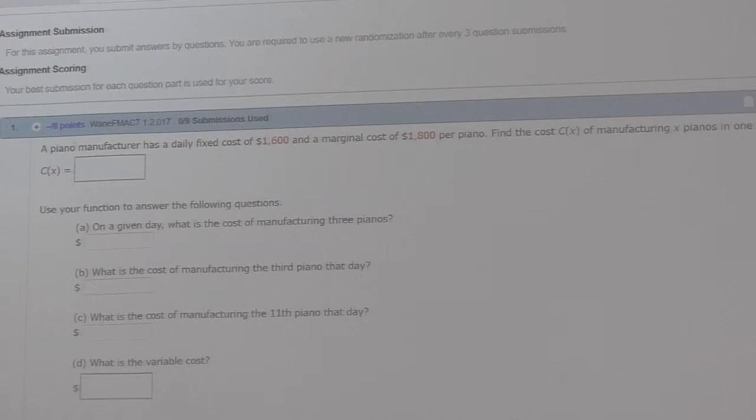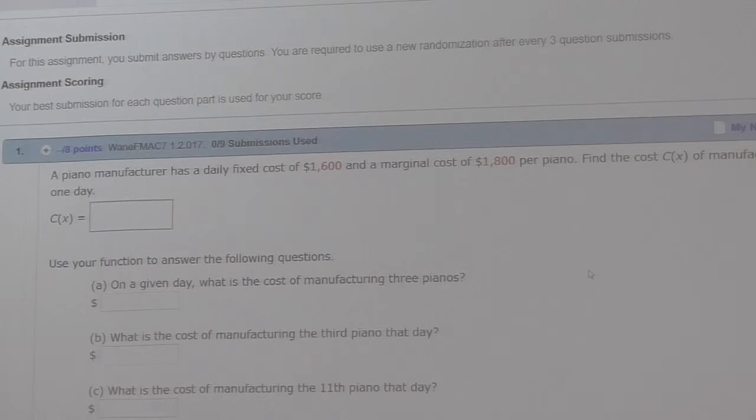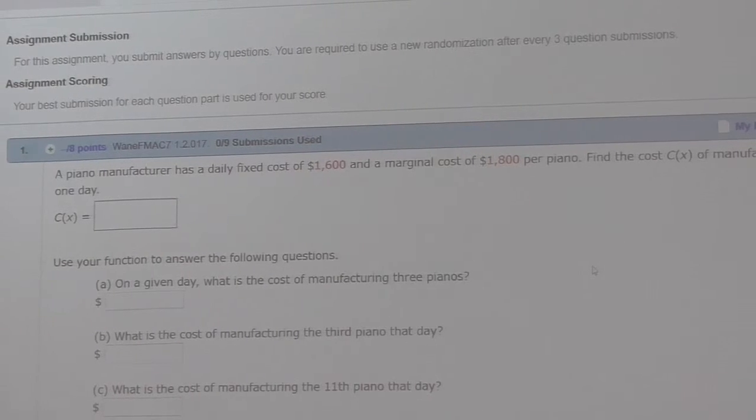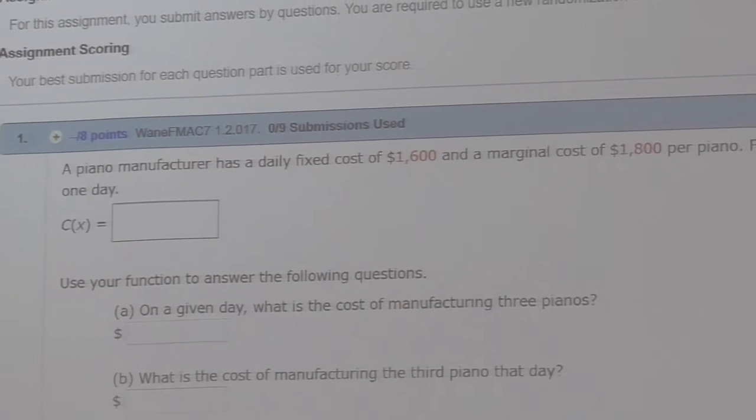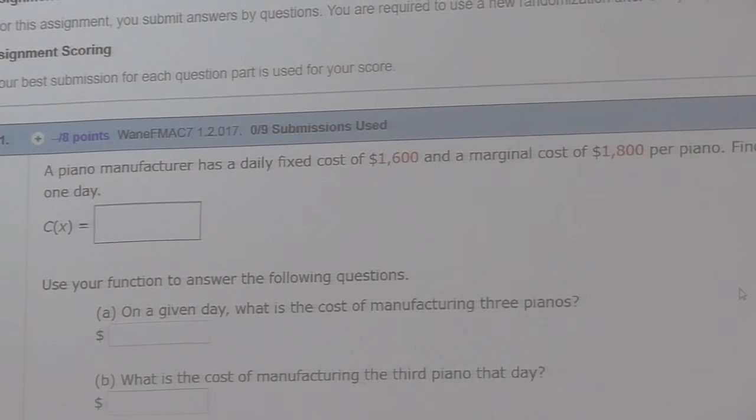So, this question here, what is C of X? Can you read this? So the question is, what is C of X?